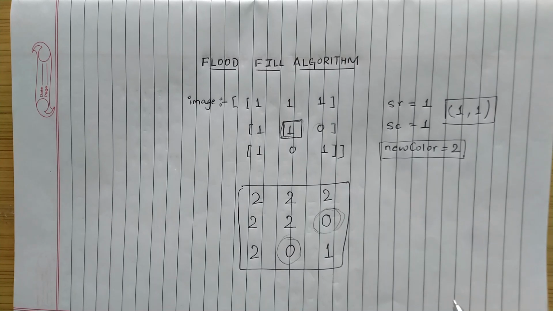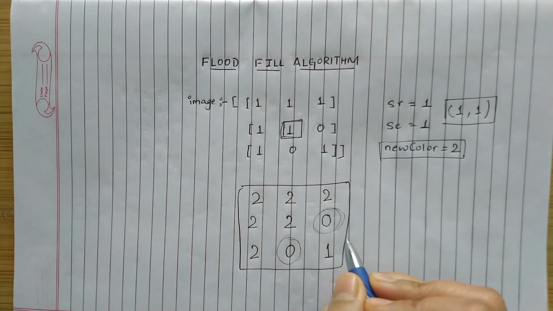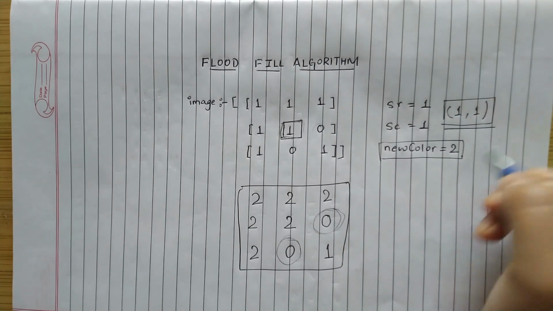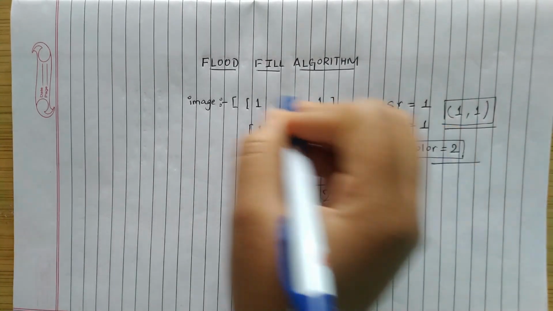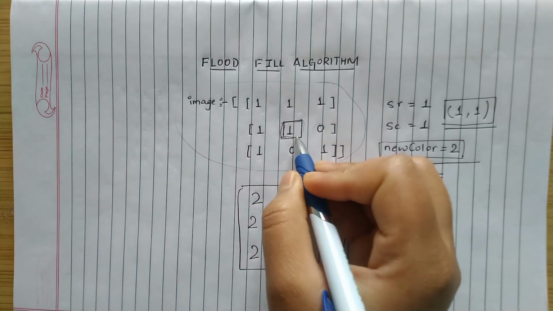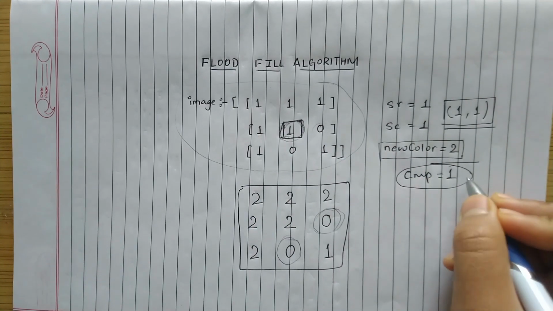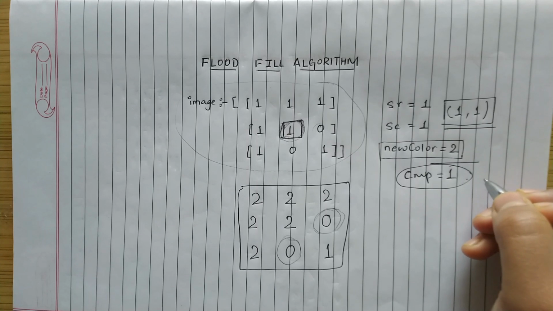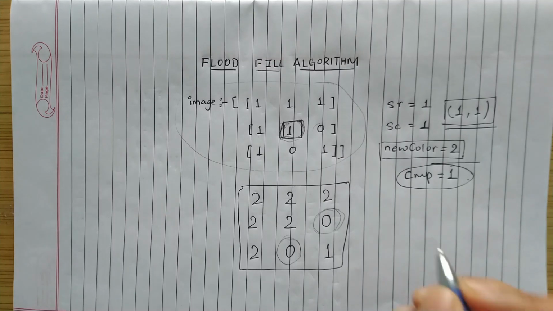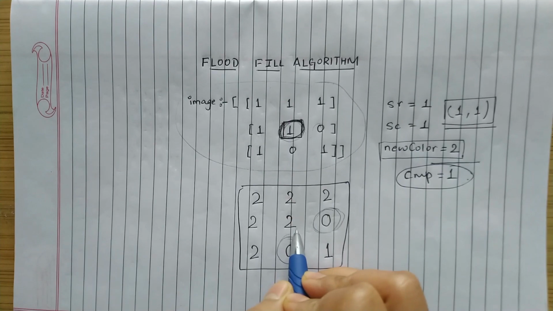To solve this problem, we will use recursion. We will make one main function from which we will send the coordinates, new color, our image matrix, and also CMP, that is the number that we are comparing. We will first extract this number and store it in CMP, and then call a new function where we will check all of the values. When we call the new function, the first thing we will do is change this number into 2. So we changed it into 2.